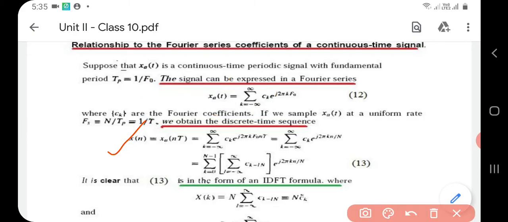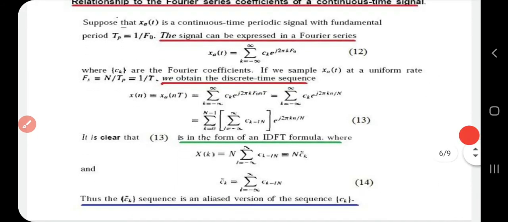Discrete sequence x of n is obtained by the sampling of an analog signal x of nT, that is, n number of times it is sampled at a time period T, and the final expression for that will be this one. So this is similar to the form of an inverse DFT. There is no proof for this.